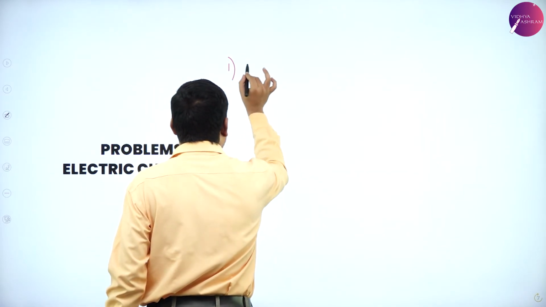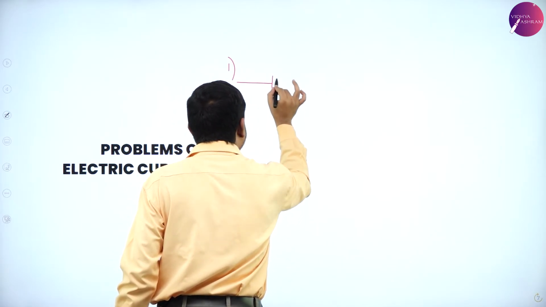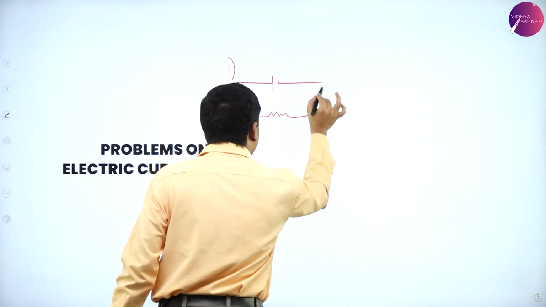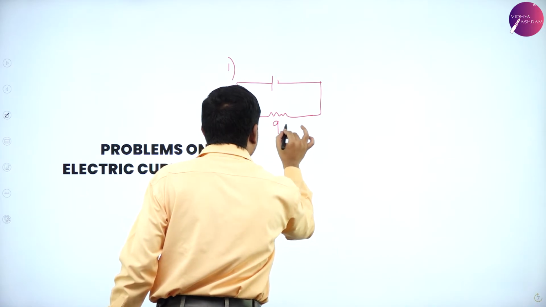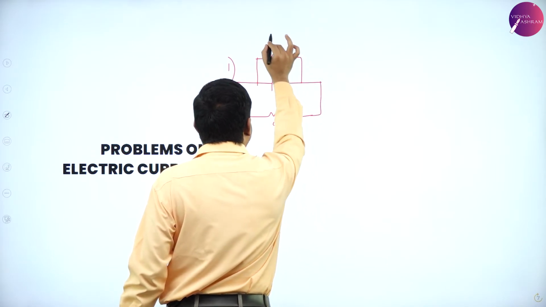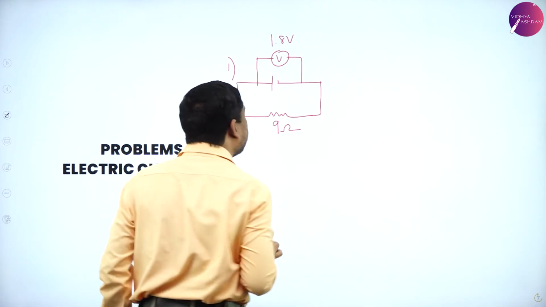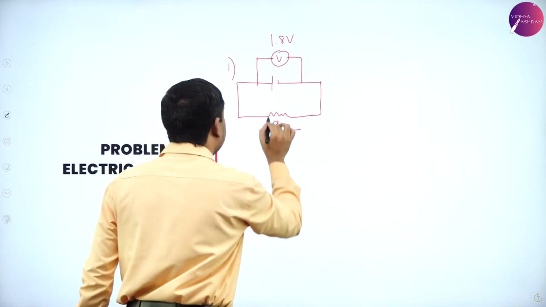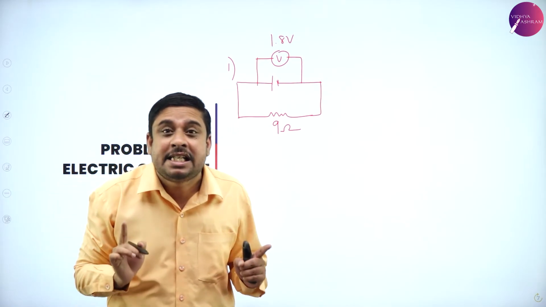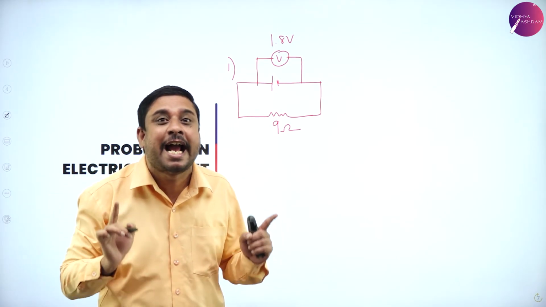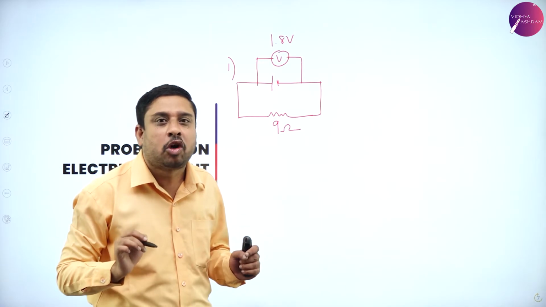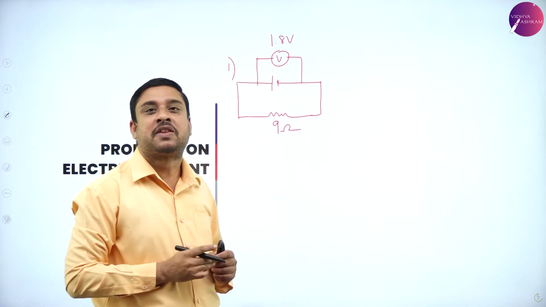So in the first case, here is a cell. So a resistance of 9 ohms. Now the voltmeter is reading 1.8 volts. This is the cell, students. Now what is that 1.8 volts? Voltage across the terminals of the cell.